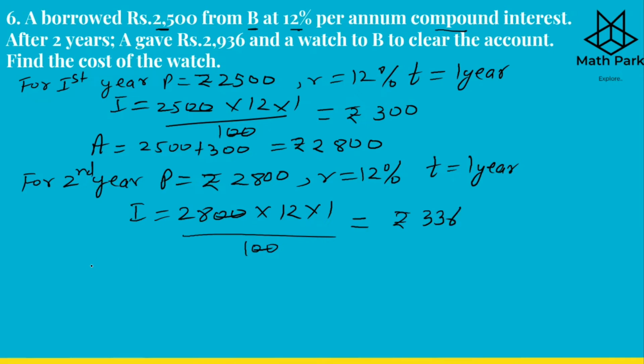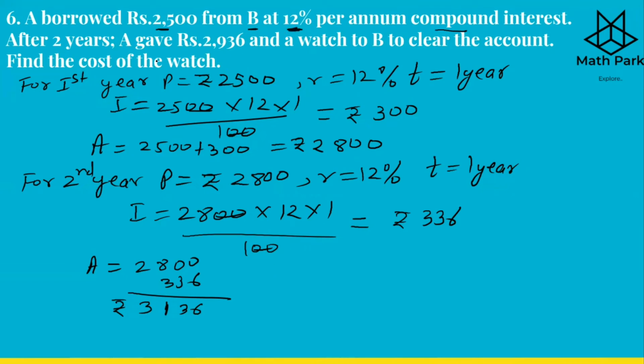And then the amount which he has to pay. A has borrowed, so A has to return how much money? A has to return 2,800 plus 336. That is 8 plus 3, 11, carry 1. He has to return 3,136 to B. He is supposed to return 3,136 to B at the end of 2 years because he has borrowed the sum at the rate of 12% per annum.